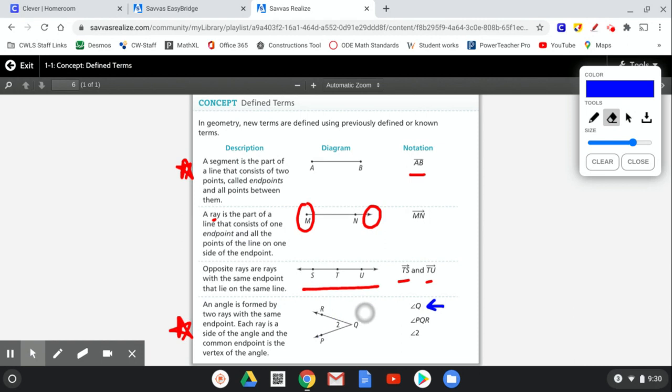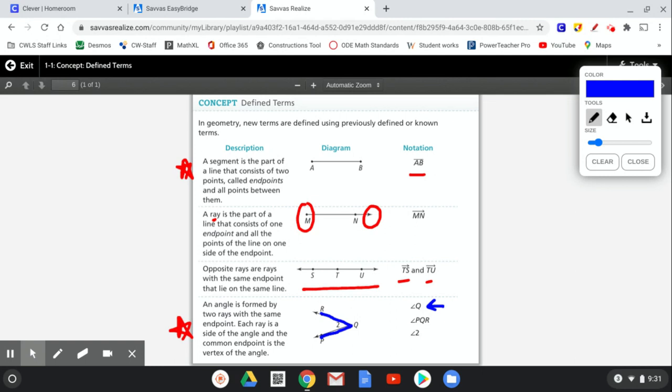Now, the next part is naming with three points. And this is where I want everybody to do this. I want you to put your finger on the screen, okay? We're going to start at P and we're going to trace the angle. So if I start at P and I trace the angle, I go from P to Q, and then I go to R. And if you look, that's our name for it, angle PQR.